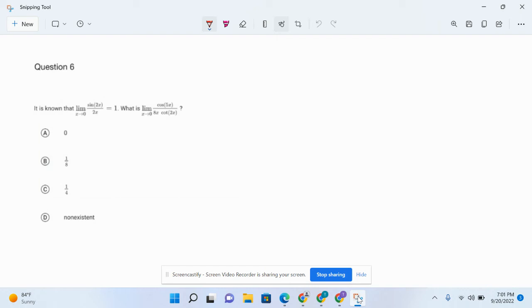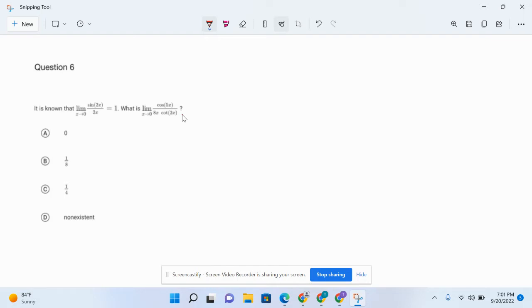Okay, this is a limit problem where they give you the limit of sine of 2x over 2x as x approaches 0 is equal to 1. And they give you this really, really messy limit to figure out. If you did put 0 in for x, I promise you would get 0 over 0. So just straight substitution isn't going to really help us.